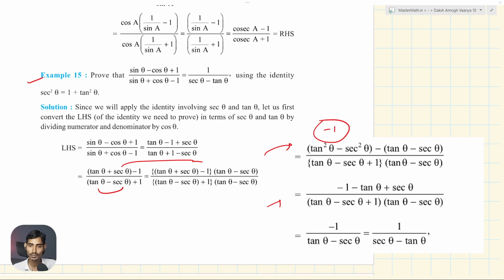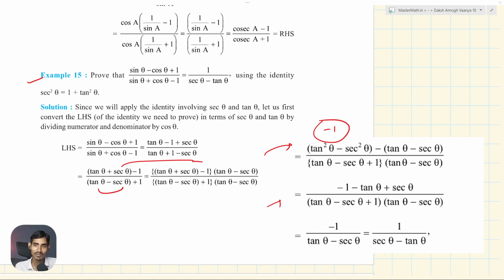Sorted? Yes, no, no. What happened? Which step is not clear? See, anywhere you ask me, when I ask you, you got it or not, and you reply you have not got. There would be some part of the solution that you might have not got. So which step, or maybe the first step is not clear. It might be that also. So what exactly?